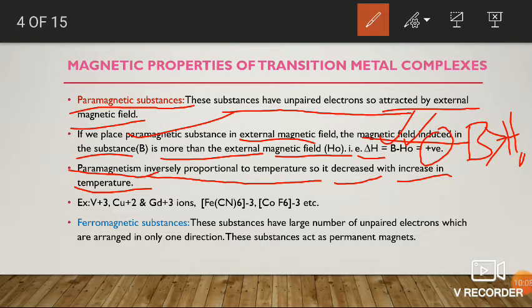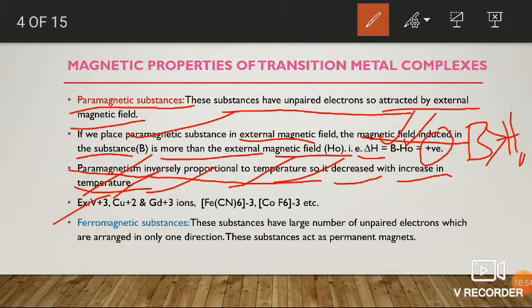Okay, if you observe some examples for paramagnetic substances, there may be vanadium plus 3, copper plus 2, gadolinium plus 3. All these are examples of paramagnetic substances. Here, if you observe the complexes, here hexacyanoferrate, ferrate, here iron is in plus 3. In the case of diamagnetic substances, iron is plus 2. The other one is hexafluorocobaltate. These are some examples for paramagnetic substances.